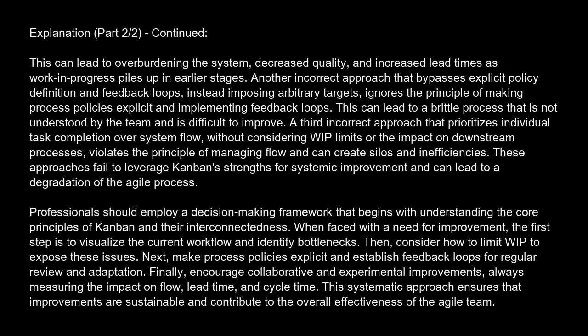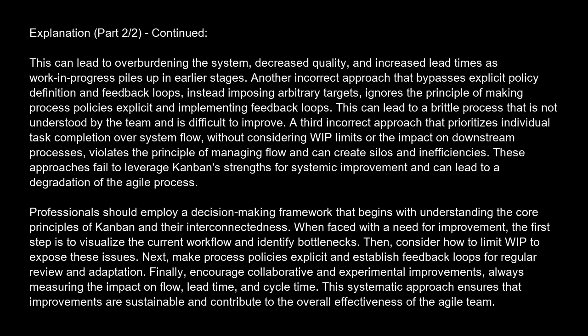Another incorrect approach that bypasses explicit policy definition and feedback loops, instead imposing arbitrary targets, ignores the principle of making process policies explicit and implementing feedback loops. This can lead to a brittle process that is not understood by the team and is difficult to improve. A third incorrect approach that prioritizes individual task completion over system flow, without considering WIP limits or the impact on downstream processes, violates the principle of managing flow and can create silos and inefficiencies. These approaches fail to leverage Kanban's strengths for systemic improvement and can lead to a degradation of the Agile process.